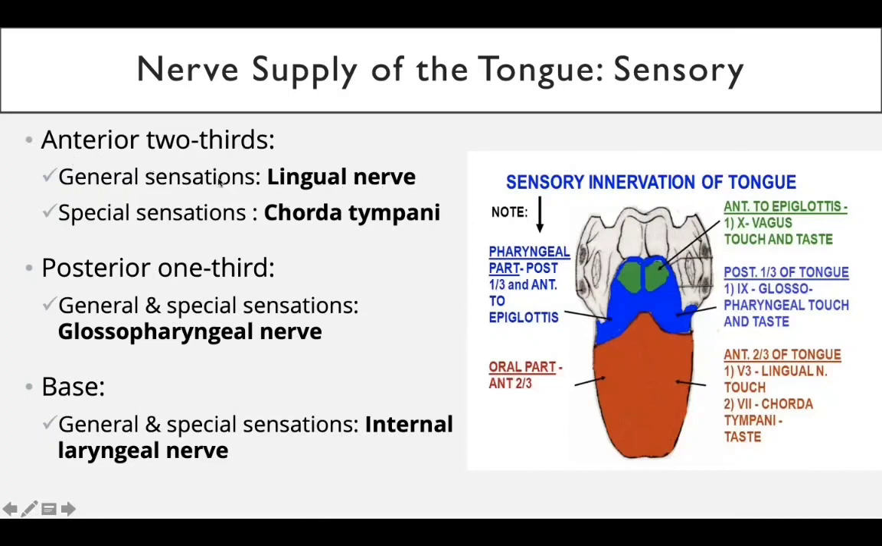What are the general sensations? What do you think? Can you type what are the general sensations and special sensations? What is the difference between them? I can't see any message. It's okay to be wrong, just answer something. What are general sensations? Touch, temperature, right? General pain, yes, pain, touch, very good, Irfan.